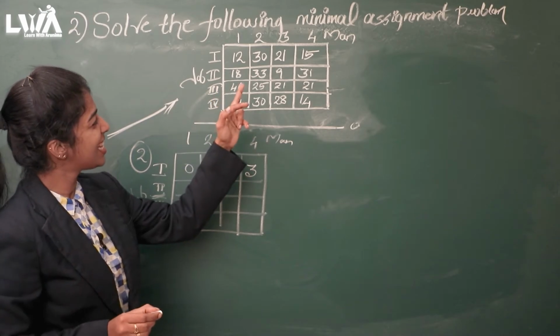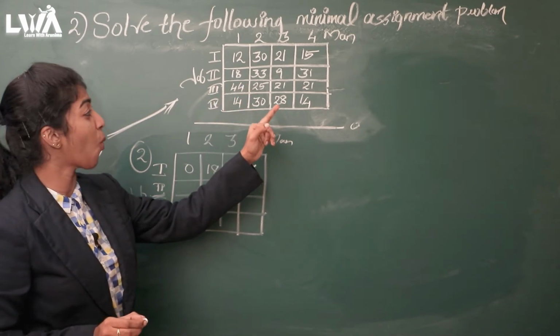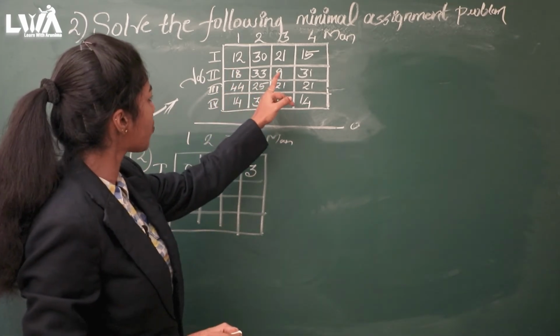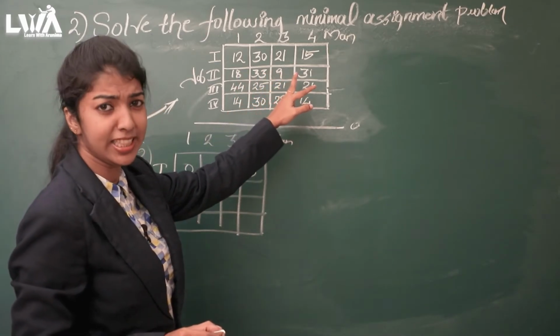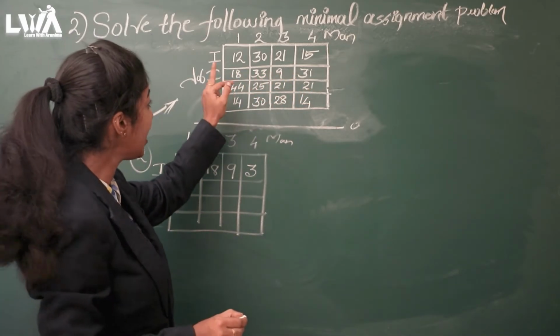Okay? Check the second row. In the second row, what's the smallest? 18, 33, 9, 31. 9, alright?